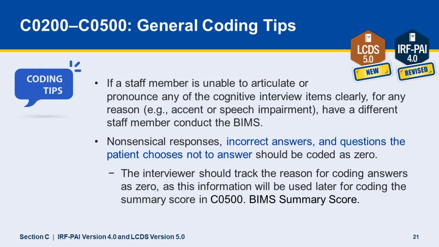If a staff member is unable to articulate or pronounce any of the cognitive interview items clearly for any reason, an accent or speech impairment, have a different staff member conduct the BIMS. Nonsensical responses, incorrect answers, and questions the patient chooses not to answer should be coded as 0. The interviewer should track the reason for coding the answers as 0, as this information will be used later for coding the summary score in C0500 BIMS summary score. So when you're ready to conduct the BIMS interview, be sure to have a place to capture notes, a pen, a notepad. These notes will be important later.